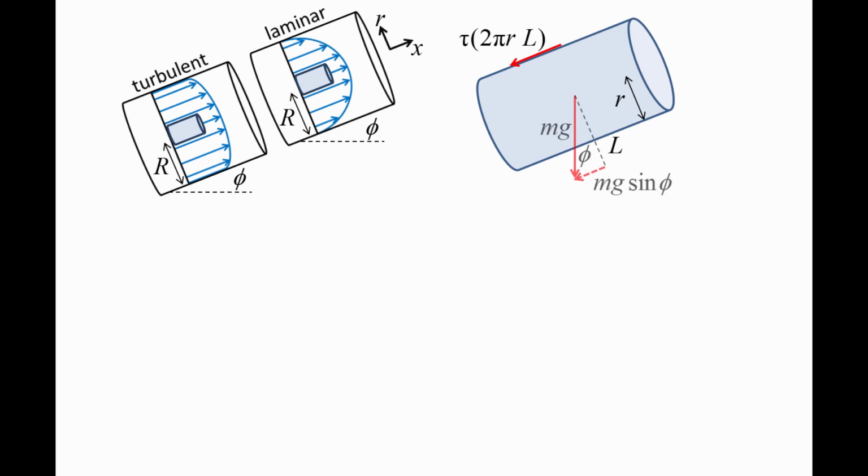Next, the weight mg acts at the center of the cylinder and points downward. The component in the axial direction is mg times sine phi. Finally, a pressure force acts at the two ends of the cylinder. On the upstream side, the pressure force is pressure P times the area pi r squared. On the downstream side, the pressure is changed by a small amount delta P, and the resulting force is P minus delta P times area pi r squared.